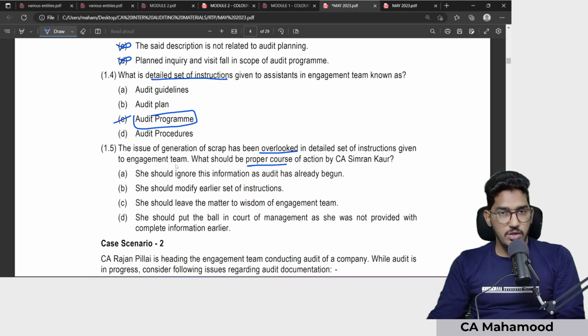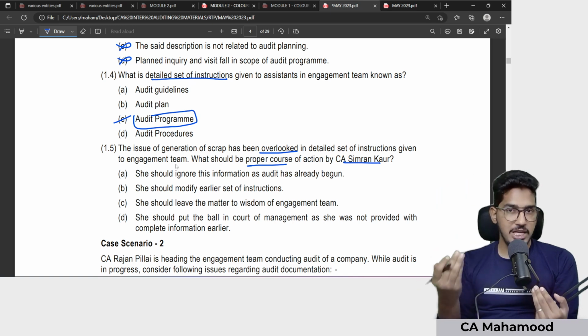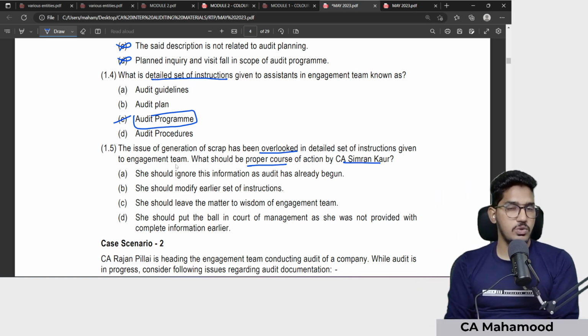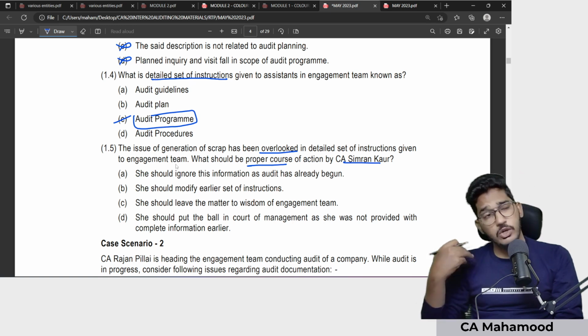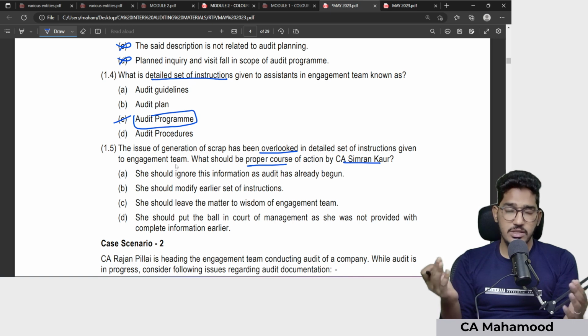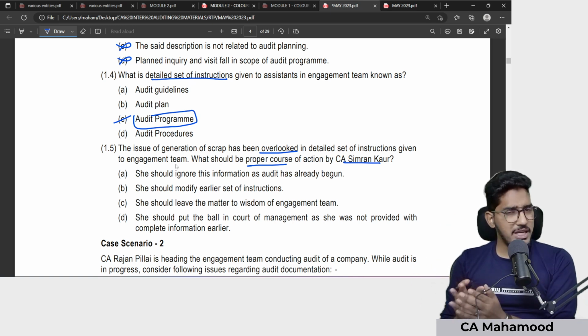See, you have ignored verification of sale of scrap, but later you realized what the engagement partner should do. She should update the audit program now to include even verification of scrap related activities also. So updating the audit program will be the correct course of action. So that's what they are saying. She should ignore this information as audit has already begun. She should ignore altogether since that point was excluded and audit was already started. You will not make any change, you will ignore. No, that you will not do.